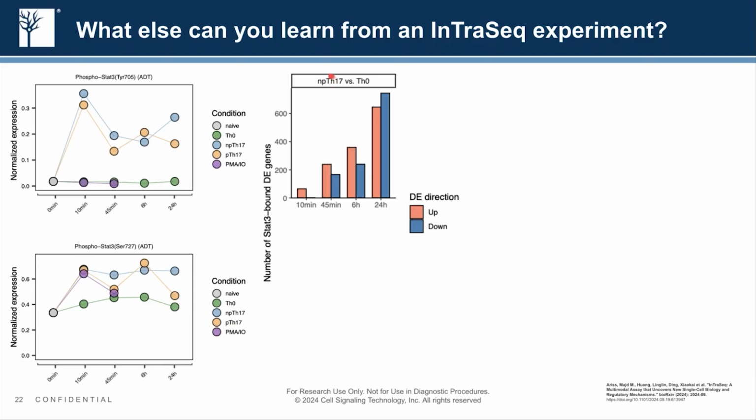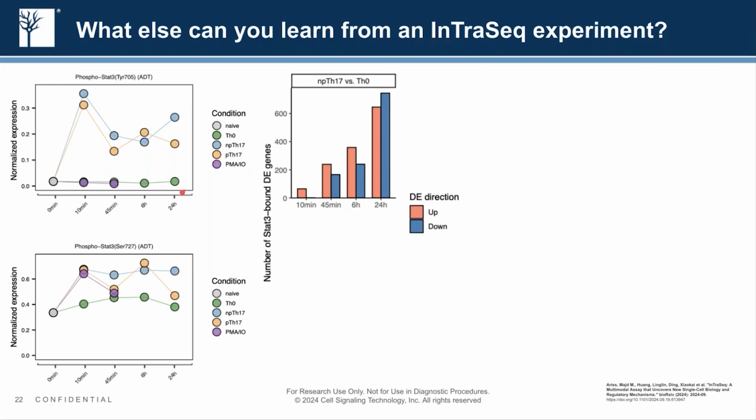When you look at non-pathogenic Th17 compared to Th0, the STAT3 bound genes are gradually differentially expressed as time goes on, at 45 minutes, 6 hours, and 24 hours. That's what it's showing. Some genes were upregulated, some genes were downregulated, showing that not only is the signaling event increased in these 2 samples, but the transcriptional machinery is also differentially expressed.